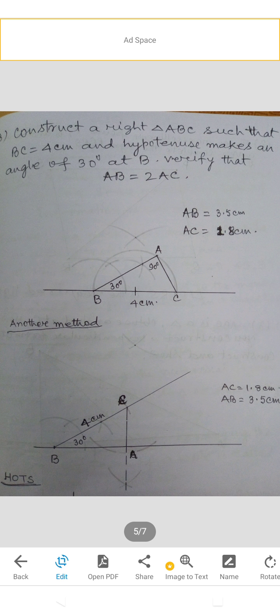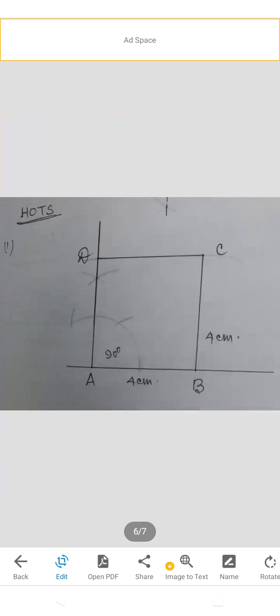Now hot questions. On a line segment AB equal to 4 centimeter, construct a square. First of all, draw a line and angle BAD equal to 90 degrees with the help of compass and ruler. With A as a center and AB equal to 4 centimeter, draw an arc AD equal to 4 centimeter.